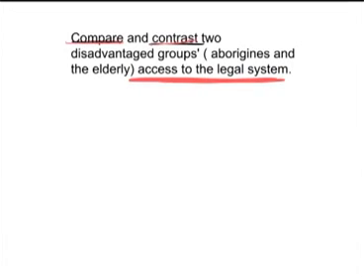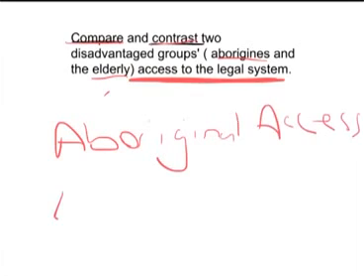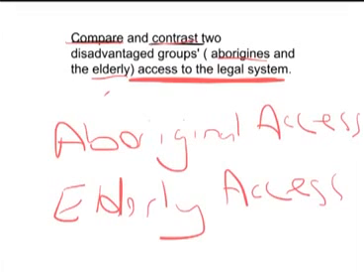And which groups have it? Elderly and Aborigines. Okay, so you've got Aboriginal access and elderly access. That's the question. You have been asked to look at access to the legal system for Aboriginal people and access to the legal system for elderly people and compare and contrast that access. Let's have a look at how you could plan it.